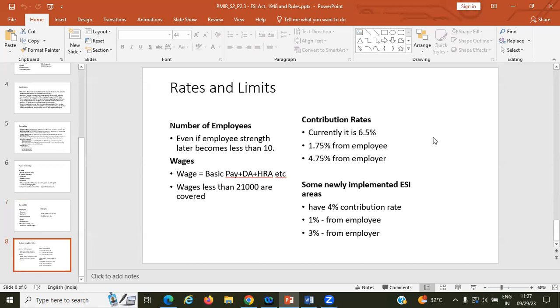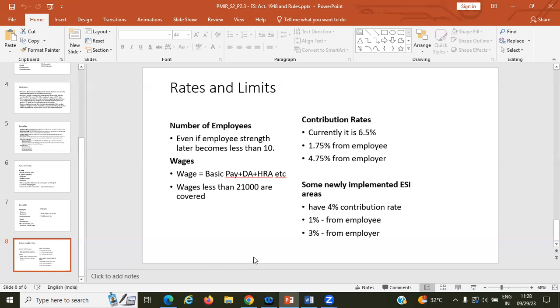There is another thing we discussed: some rates and limits. Even if the employee strength came below 10, we studied earlier that the minimum requirement is 10. Suppose for some reason it came below 10, then also it is fine, but 10 is required at any point of time once in that year. If it is less than 10 at a later stage, that is also okay.